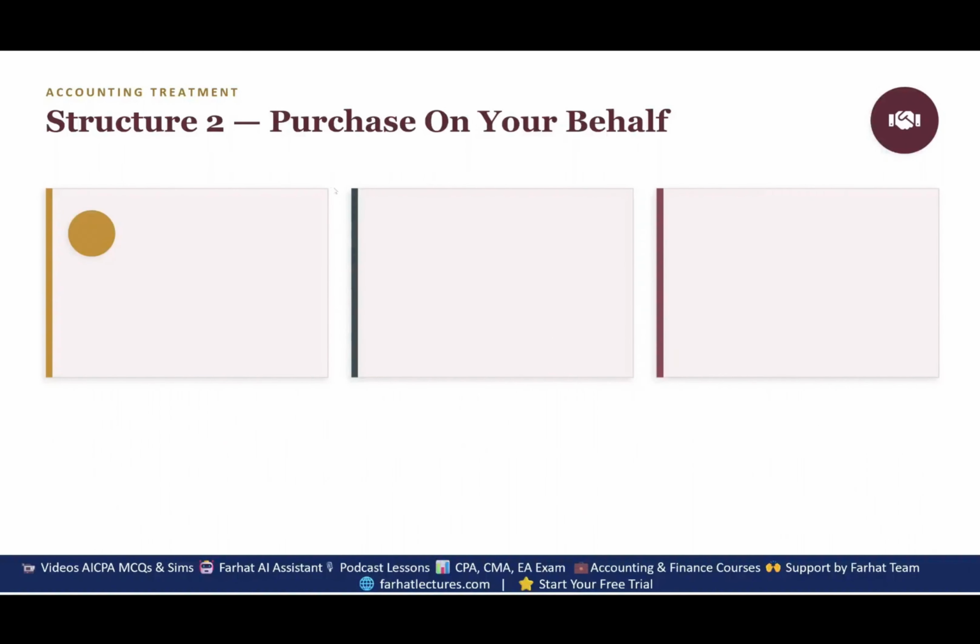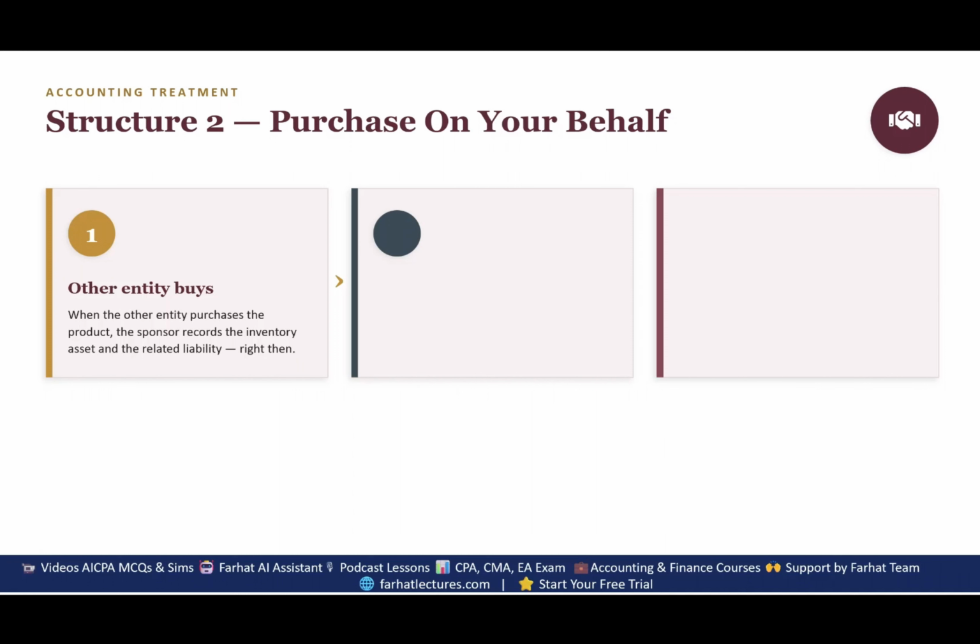Structure 2, purchase on your behalf. How does it work? Here, the company doesn't own the goods yet. It arranges for another party to go out and buy the goods on its behalf, with the promise that you buy them and I will take those goods later off your hands. Again, whatever you pay plus a financing and a storage cost. So simply put, the other party here is basically fronting the money to acquire the inventory.